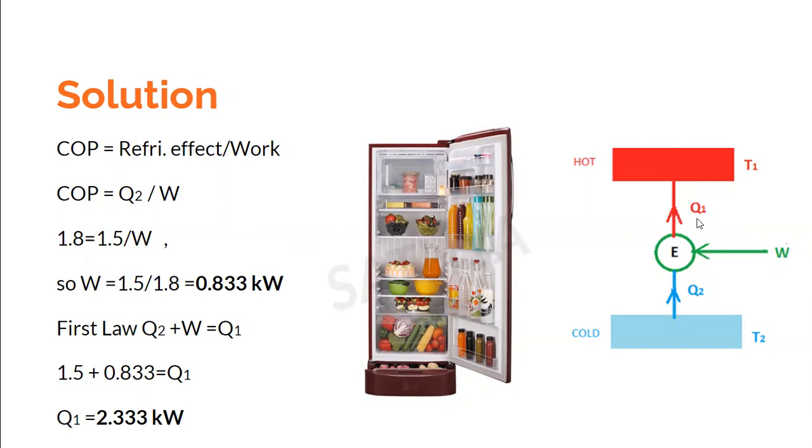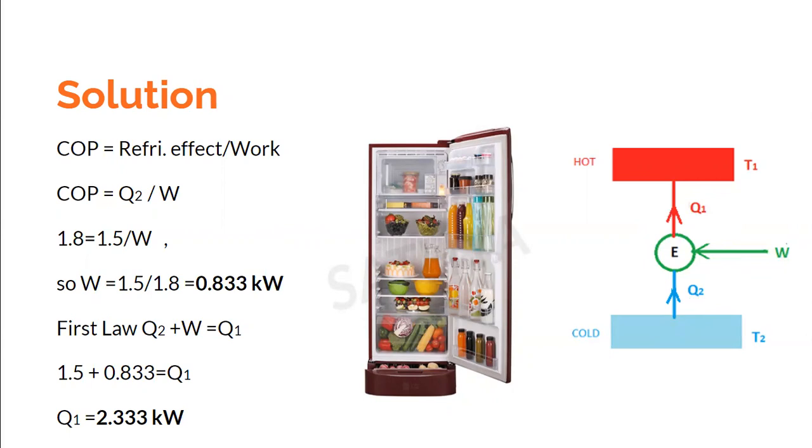So how do we estimate that? From this energy balance, energy in is equal to energy out, Q2 plus W becomes Q1. So you know W, you have calculated W as 0.833 kilowatts, and this refrigerating effect is already given to be 1.5 kilowatts. So the addition of these two is the heat rejected by the refrigerator. So that answer comes as 2.3 kilowatts. Hopefully you have got the answer now.